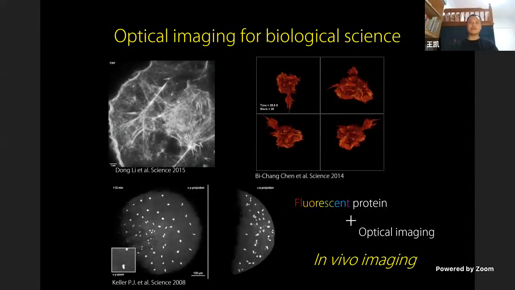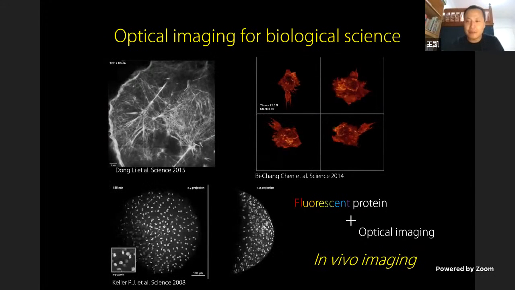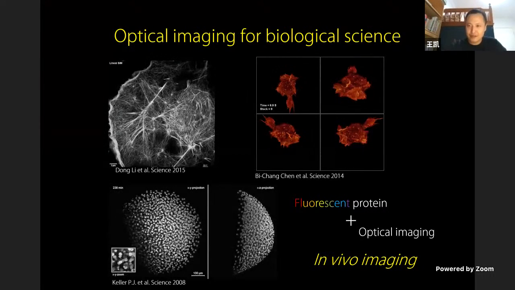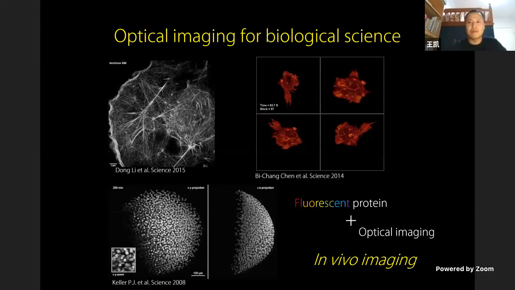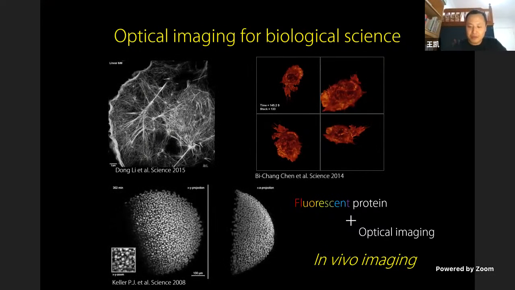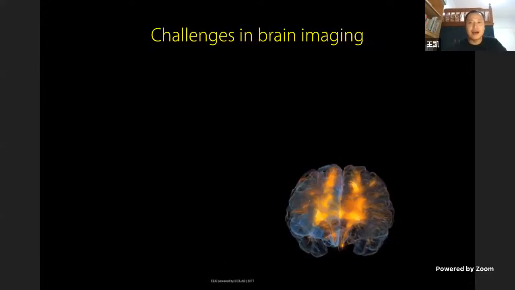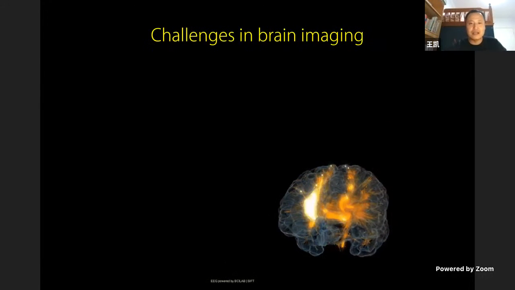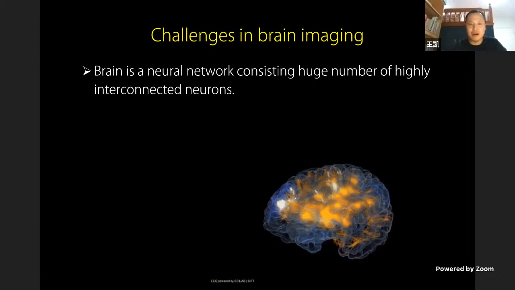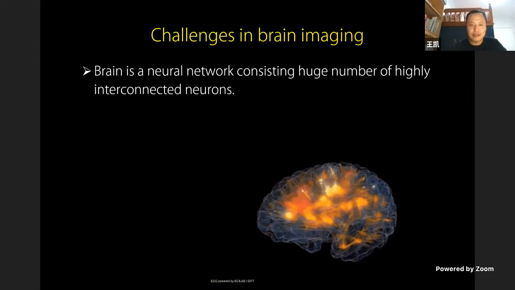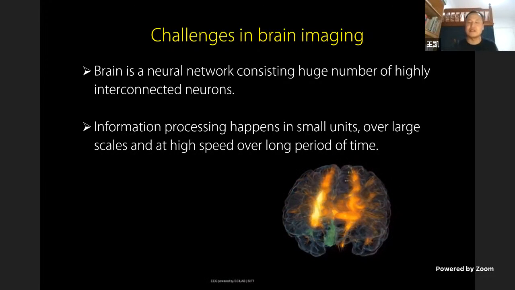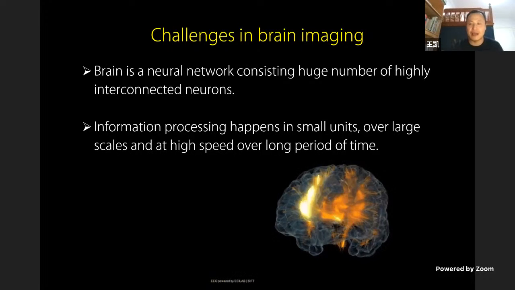So a little background. People all know that optical imaging is a very powerful tool to study biological science when it is combined with powerful fluorescent indicators. And applying optical imaging to brain science has even more challenges, because the brain is a neural network consisting of a huge number of interconnected neurons. And the information processing in this network happens in very small units, over large scales and high speed, over a long period of time.